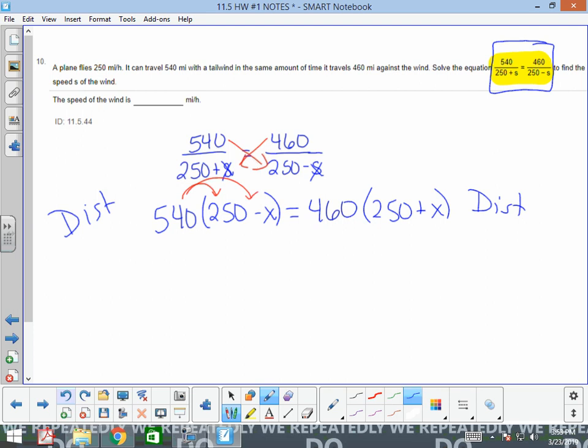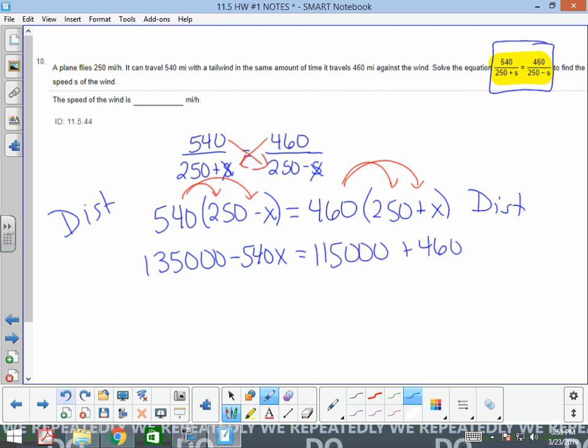These are big numbers. All right, so 540 times 250 is 135,000 minus 540x. Over here, 460 times 250 plus x is 115,000 plus 460x. Now, I like to move my smaller variable term first. To me, that's an x. It makes it easier.